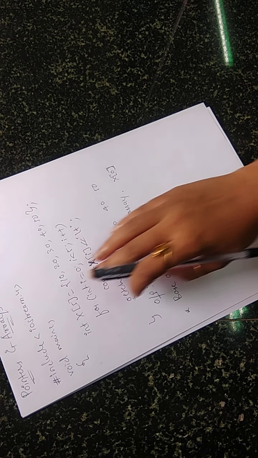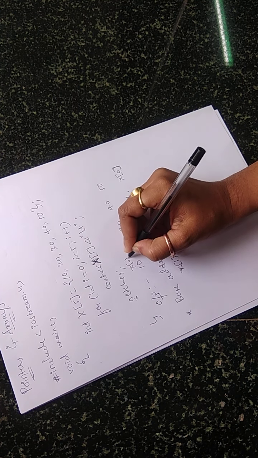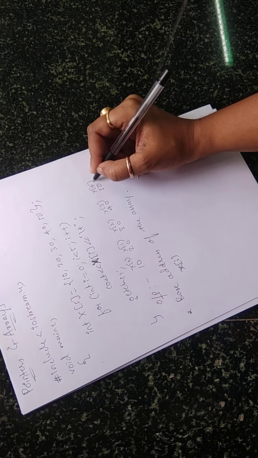So it calculates its address by adding i units. The elements of the array can be referred to in the program normally like x of 0, x of 1, x of 2, x of 3, x of 4. In this way, the elements will be stored.